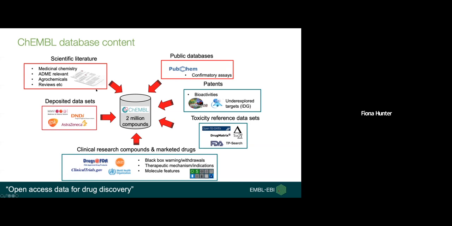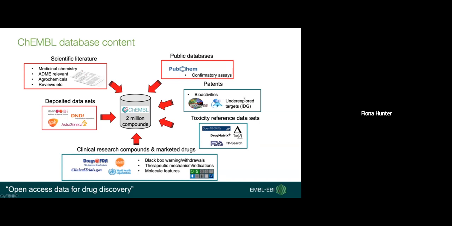In the top left here, we have scientific literature, which we manually extract, and we include that within the ChEMBL database. We also have deposited data sets. For example, there are data sets that look at neglected tropical diseases and data sets that come from pharmaceutical companies that are included within ChEMBL. We take other relevant data from other public databases, such as PubChem. We extract their confirmatory assays. If there's information in patents, then we may also incorporate that within ChEMBL.